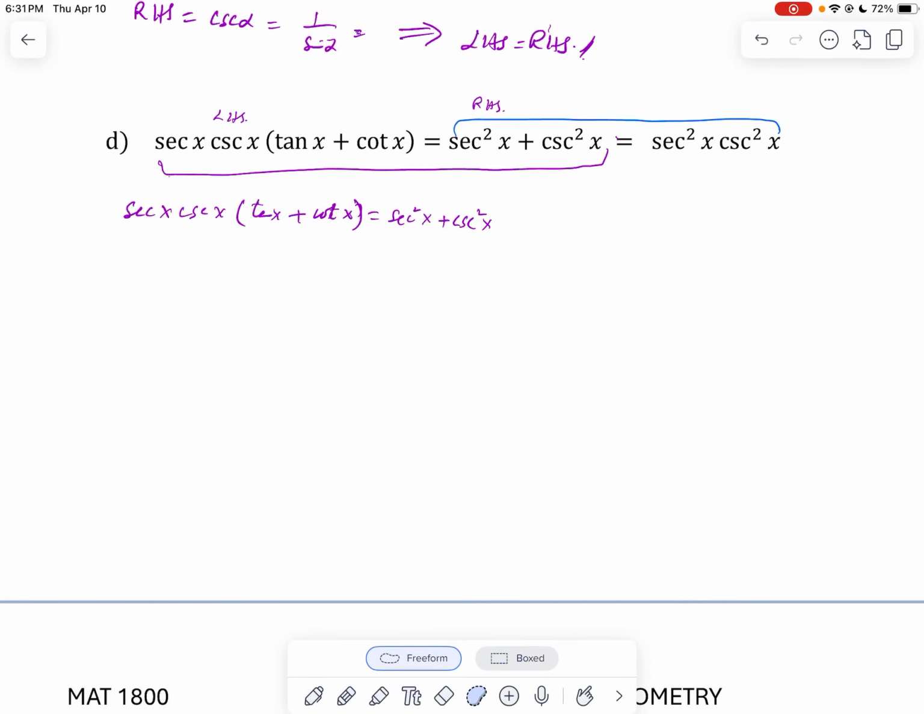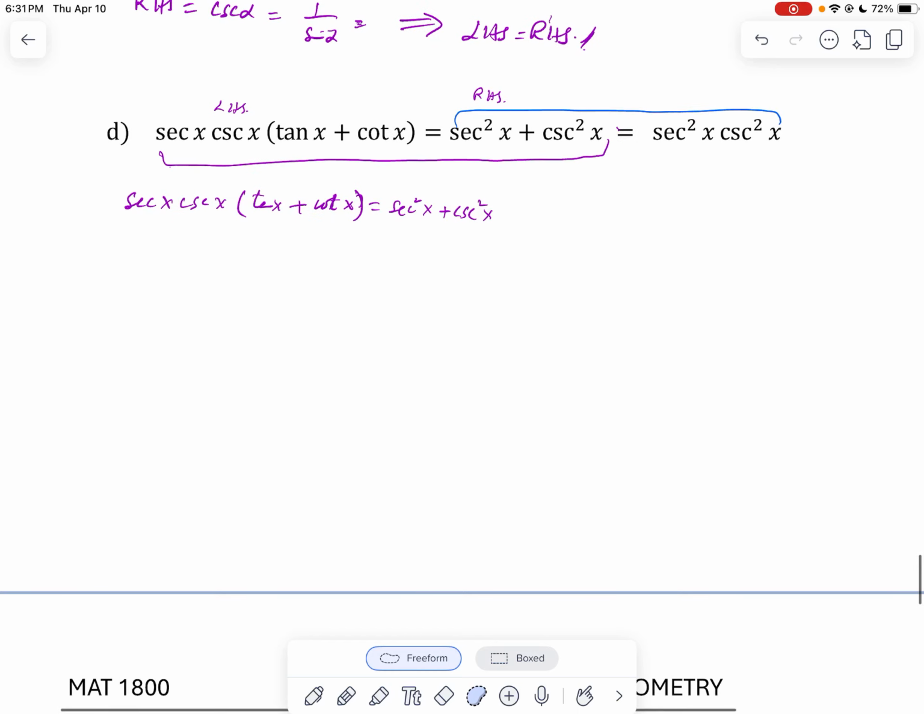Okay, so back to this example. I hope you guys were able to show or verify this identity. So we start with the left hand side, which looks a little more complicated than the right hand side. So again, we can do it by converting everything into sine and cosine.